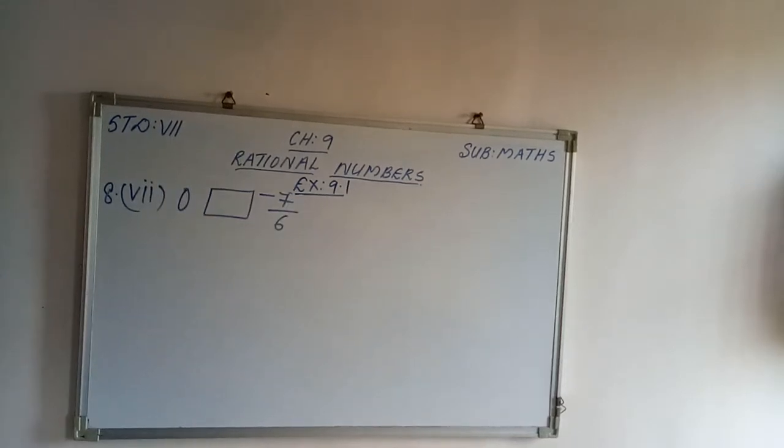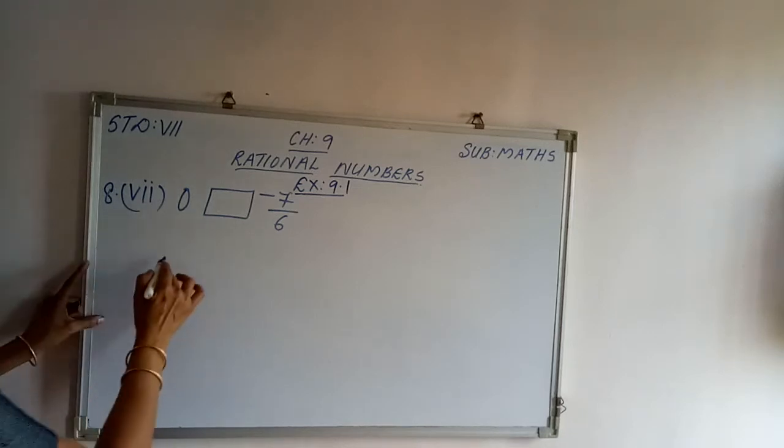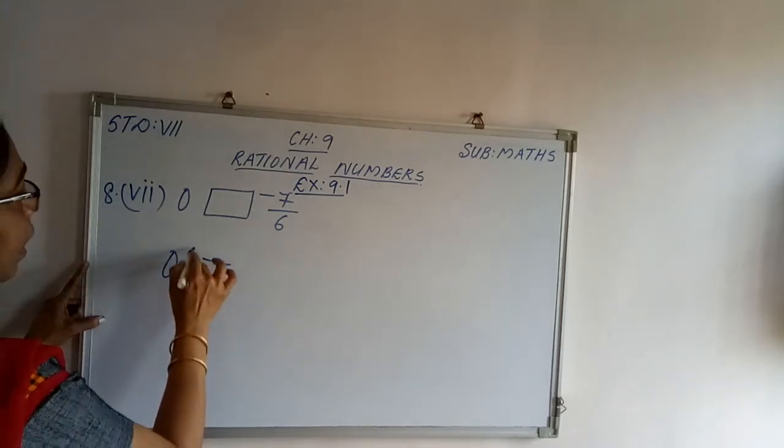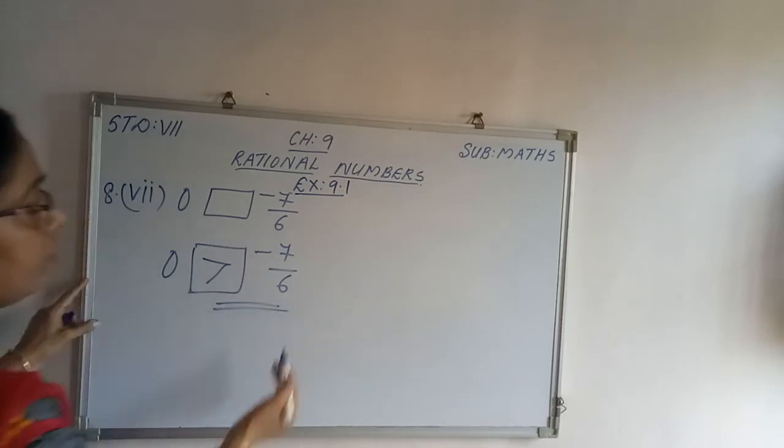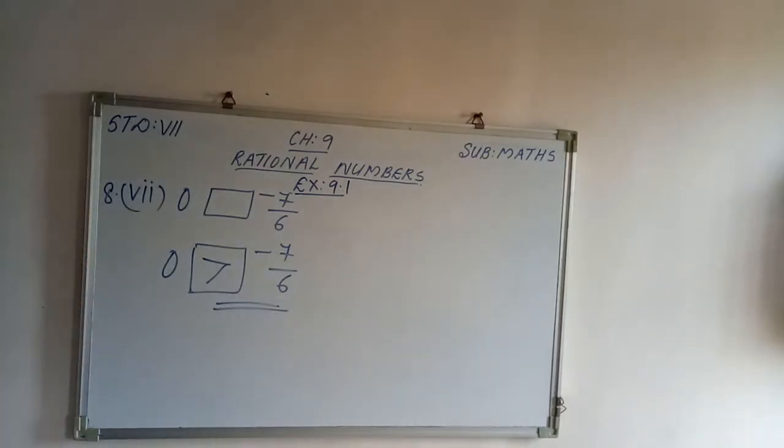Last question in this, 0 and minus 7 upon 6. We know that 0 is greater than all the negative numbers or negative rational numbers. So, what will you write? 0 greater than minus 7 upon 6. This is the answer. The reason is 0 is greater than all the negative rational numbers. I hope it's clear to you.